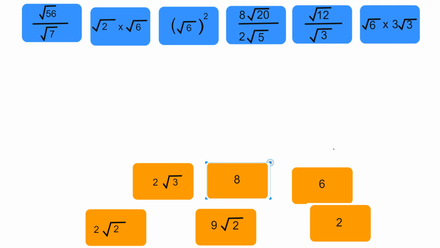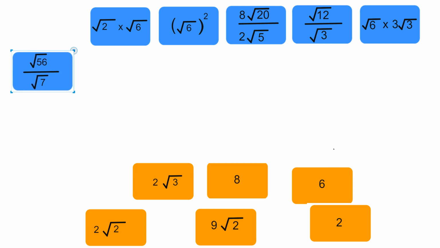So the game is we're going to be pairing the questions, which are the blue tiles, with the orange tiles, which are the answers. I'm going to be doing a little bit of calculations along the way to help us find our answers. So for the first question, square root of 56 divided by square root of 7.